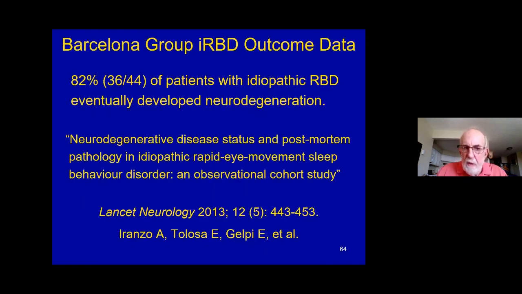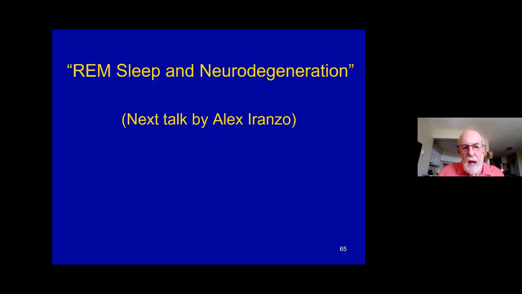The Barcelona group has the same data: 82% of their patients with idiopathic RBD developed neurodegeneration of the Parkinsonian type. And this is the topic of the next talk by Alex Iranzo.